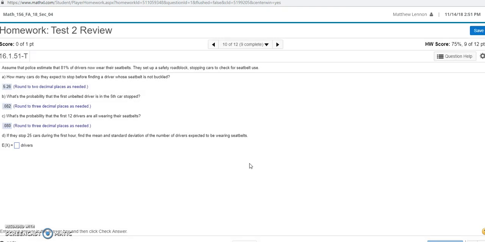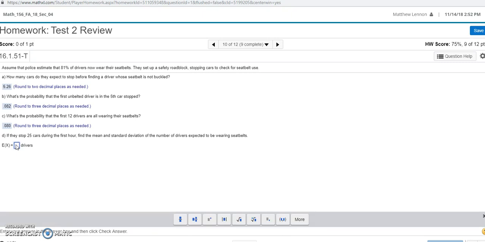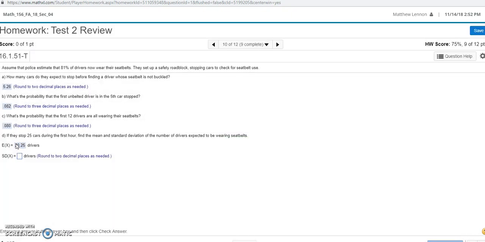All right, so if they stop 25 cars during the first hour, find the mean and standard deviation of the number of cars expecting to be wearing seatbelts. Okay, so this is just a binomial mean where n is equal to 25. So our mu here would be 0.81 times 25. So this comes out to 20.25. So we would expect 20.25 drivers. It didn't say anything about the decimal places.